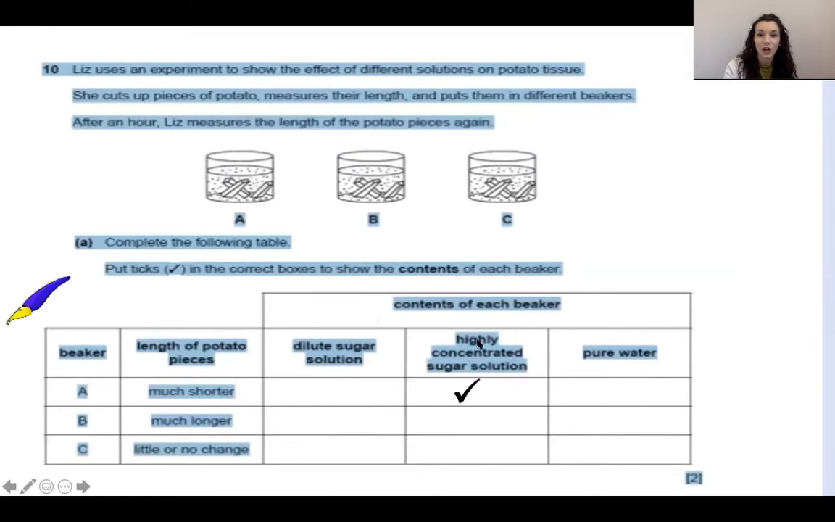Fab. So in the highly concentrated sugar solution, she would expect, if you imagine you have a piece of potato, water is going to move out by osmosis because it will move from inside the potato, where there is a very high concentration of water, to the outside, to that highly concentrated sugar solution where there's a much lower concentration of water. So you would expect to see that piece of potato being much shorter.